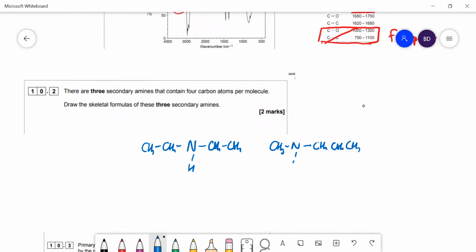And the third one's not quite so obvious. I think you've got to put a branch in the propyl. So it would be like with a methyl there.